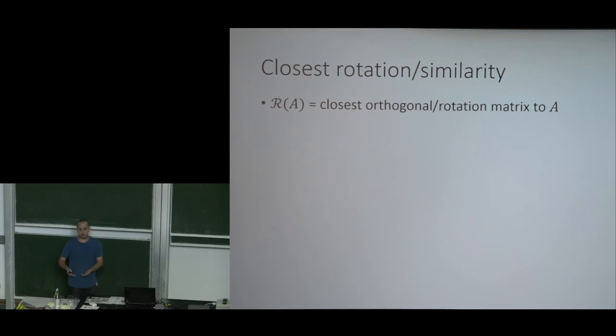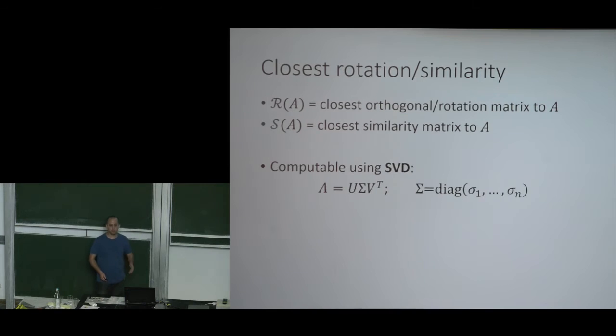So for rotation matrices and similarity matrices or transformations, we can also compute the closest one. If we're given a matrix A, any transformation A, we can ask what would be the closest rotation matrix for the given matrix A. And we can also define S of A, which would be the closest similarity matrix to the matrix someone gave us. So we have two operators, R of A and S of A.